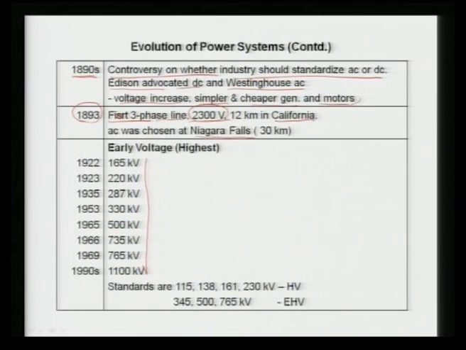Due to various advancements in insulating materials, the voltages kept on increasing. In 1922 it was 165 kV, in 1923 it went to 220 kV, in 1935 it was 287 kV, and in 1953 it was 330 kV, and so on. In the 1990s we went up to 1100 kilovolts at the transmission level. Similarly, there were also improvements, or new developments, on the generation side. So, we also increased our generating voltage up to 33 kV.